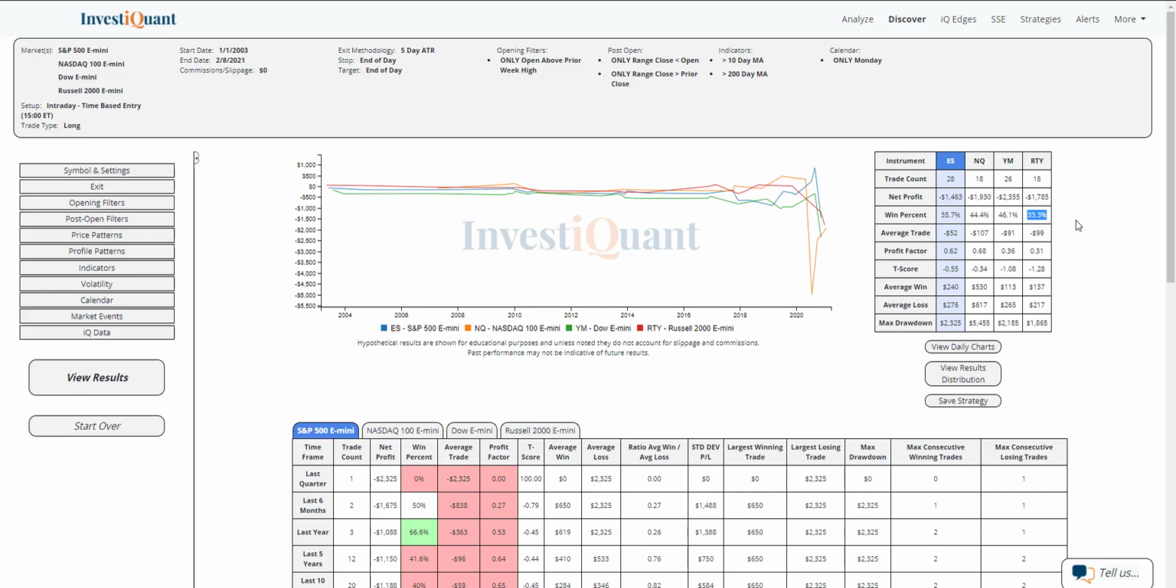If we look at the average win to average loss, fairly similar in size for the S&P. The NASDAQ looks like it's had a little bit larger average loss. For the Dow, it has had a larger average loss. And for the Russell, it has had a larger average loss. So all four of those have had larger average losses compared to their average winning amounts when this pattern has been in play. And they have leaned a little bit more on the weak side when you look at the win rates as well.